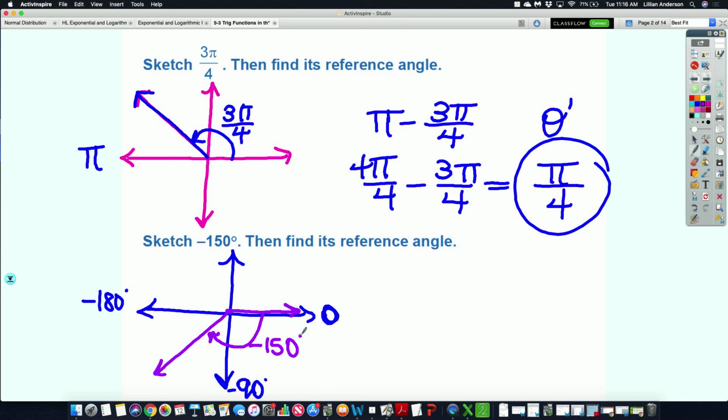That angle is not between 0 and 360. So how do I find the angle that is between 0 and 360?